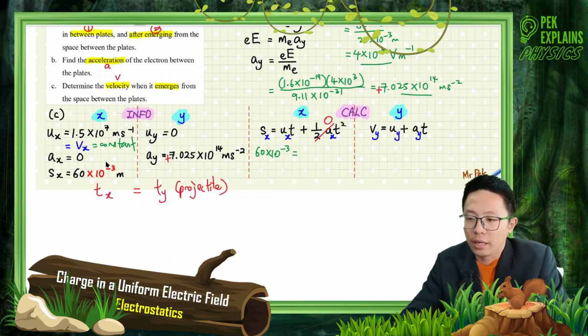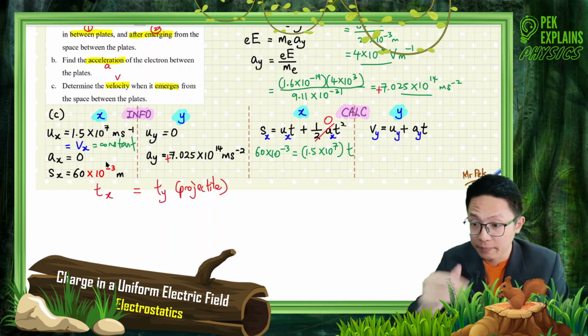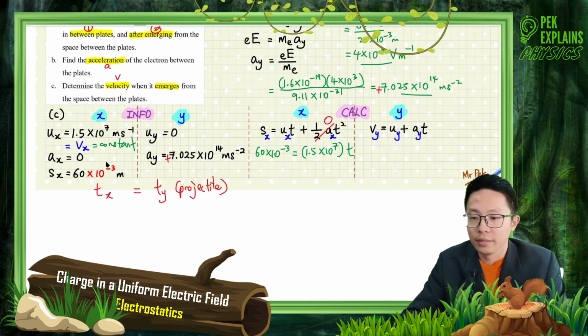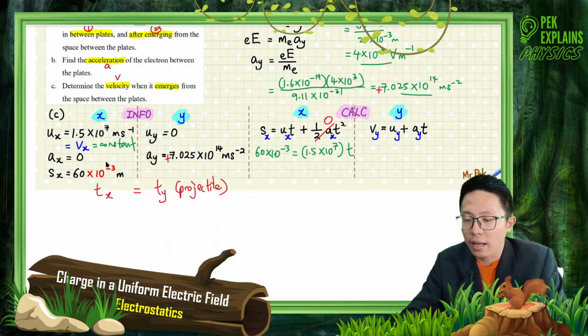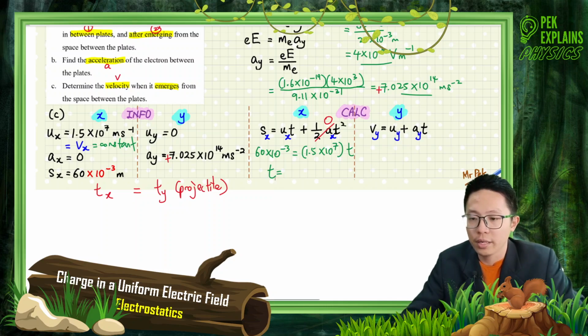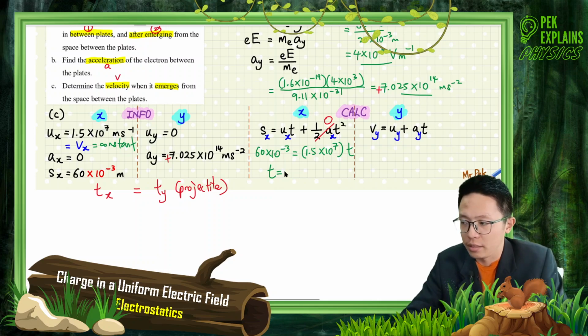Change to meter already. And then ux is 1.5 exponent 7. So we got the time. Time is equal to half at square, already gone. So what's the time? The time I got is 4 exponent -9 second.